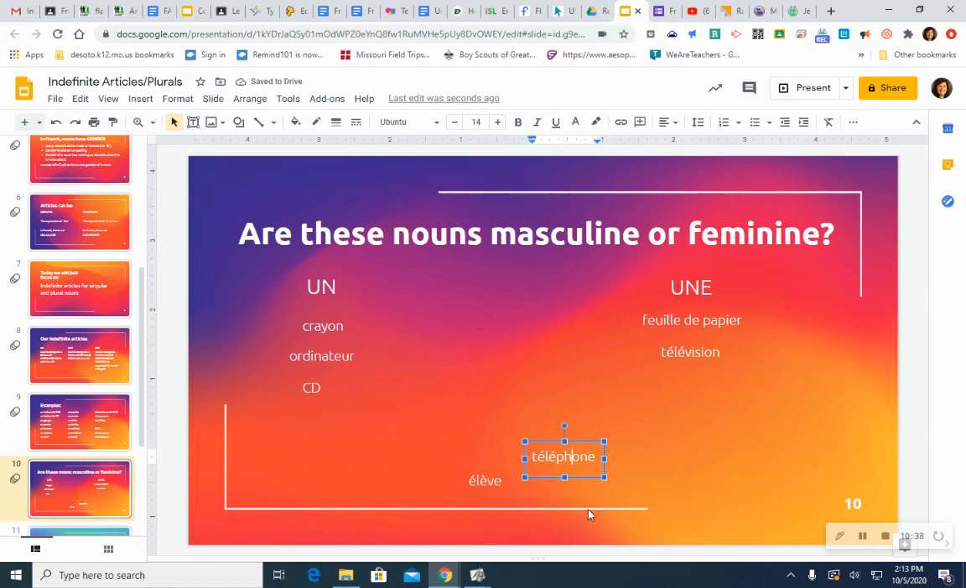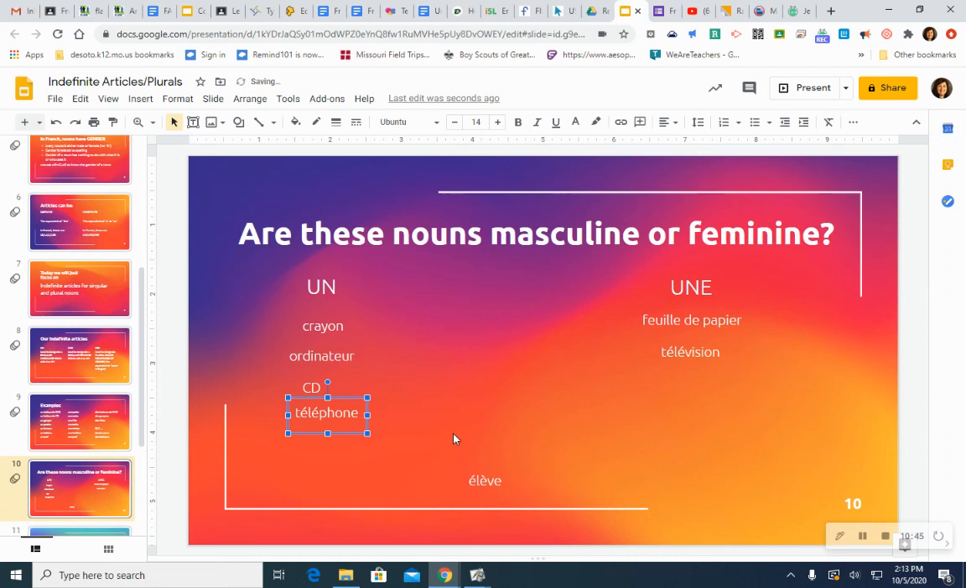Téléphone. So we have an E at the end. Probably want to guess that it's feminine, but this is actually masculine. So sometimes we have that. And how about this one? What's an élève? Do you know? It's a student. Élève actually has two different forms, so I'm going to leave it in the middle. Just like we had un prof and une prof, we also have un élève for males and une élève for females. All right, well, that is it.